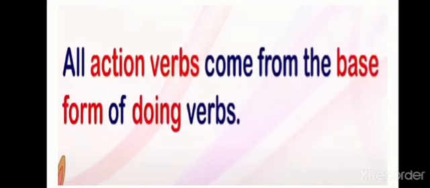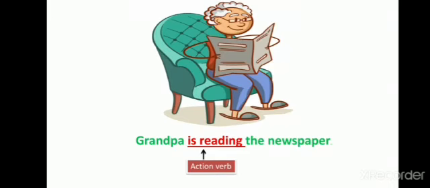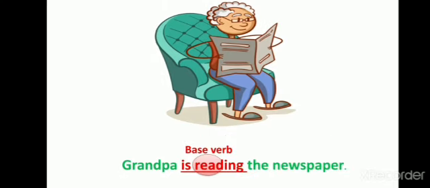Action verb. All action verbs come from the base form of doing verbs. For example, Grandpa is reading the newspaper. Here, is reading is an action verb which has come from the base verb, that is read. So read is the base or main verb from which the action verb is formed.